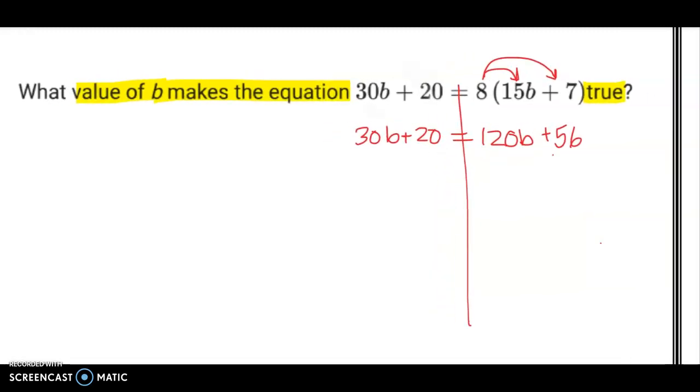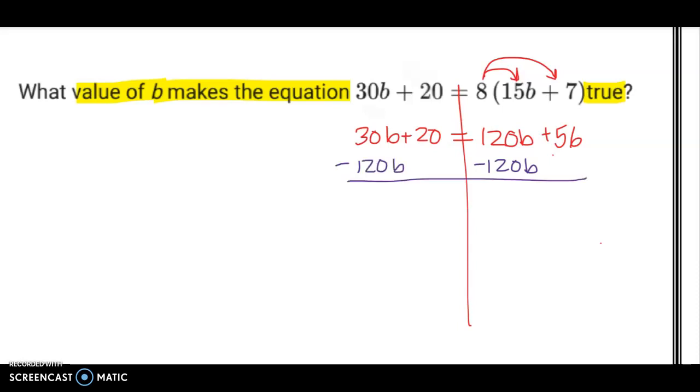Now our goal is to solve for b, but remember we have b's on both sides. I always go with getting rid of the one on the right, so I'm getting rid of the 120b. It's not the only correct step though. Keep that in mind. I could have subtracted 30b from both sides and also been correct.